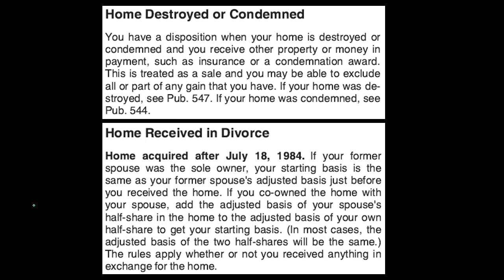Home received in divorce. Home acquired after July 18th, 1984. If your former spouse was the sole owner, your starting basis is the same as your former spouse's adjusted basis just before you received the home. If you co-owned the home with your spouse, add the adjusted basis of your spouse's half share in the home to the adjusted basis of your own half share to get your starting basis. In most cases, the adjusted basis of the two half shares will be the same. The rules apply whether or not you received anything in exchange for the home.